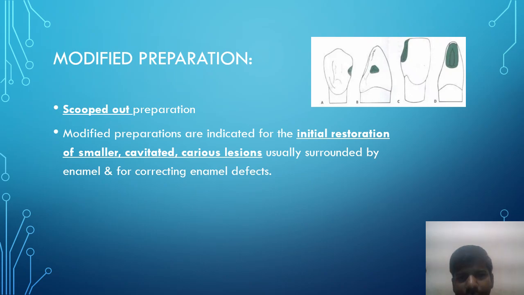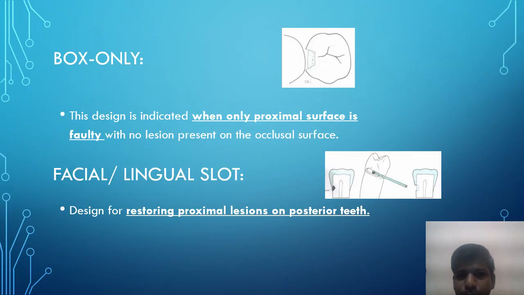Coming to the modified preparation, it is a scooped out preparation. Modified preparations are indicated for the initial restoration of smaller cavitated and carious lesions, usually surrounded by enamel, and for correcting enamel defects. Coming to box only preparation, this design is indicated when only the proximal surface is faulty with no lesion present on the occlusal surface.